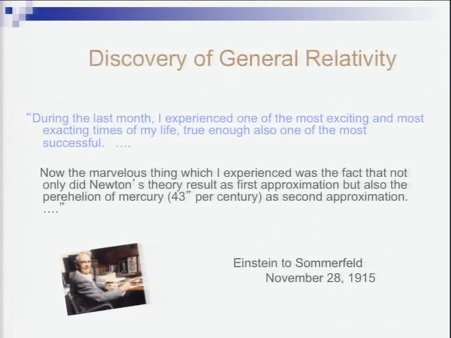And then the final paper Einstein sent to the Prussian Academy on the 26th of November. And on the 28th, he wrote this letter to Arnold Sommerfeld, who was an eminent theoretical physicist. 8 of his students got Nobel Prizes. He himself was nominated a couple of times. And Einstein wrote to him, as was said by Professor Chatterjee, this really is a hard subject.